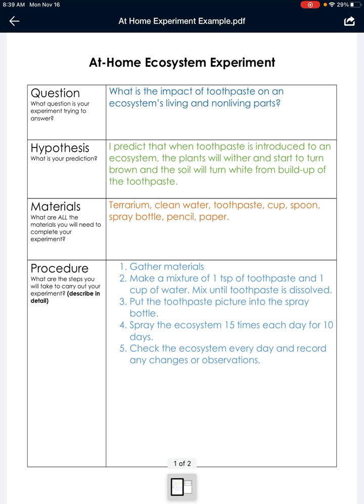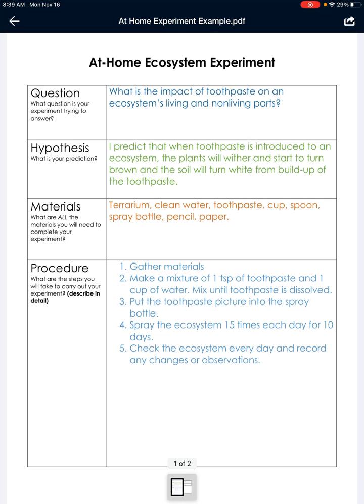Step 1, gather materials. Those are listed above. Step 2, make a mixture of 1 teaspoon of toothpaste and 1 cup of water. Mix until toothpaste is dissolved. Step 3, put the toothpaste mixture, it's supposed to say, that was my mistake, into the spray bottle. Step 4, spray the ecosystem 15 times each day for 10 days. And step 5, check the ecosystem every day and record any changes or observations.